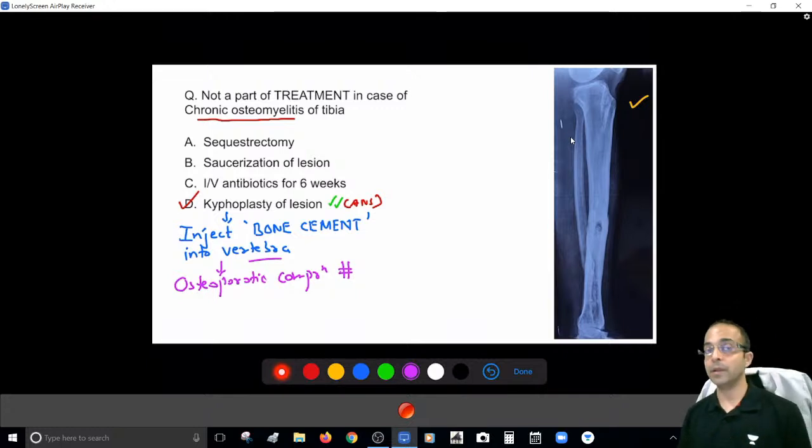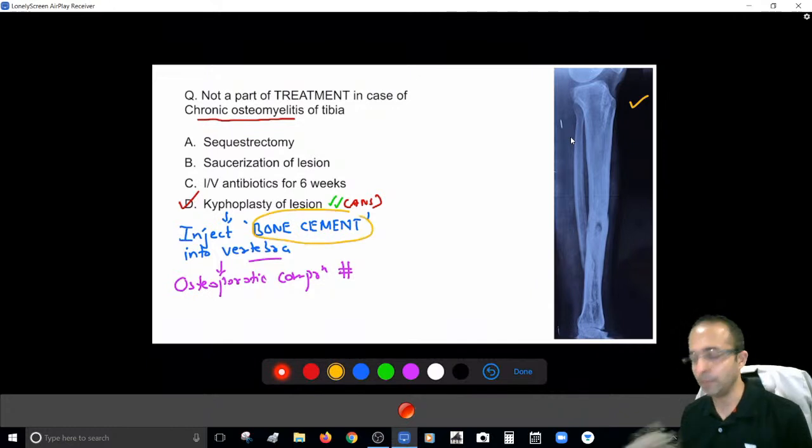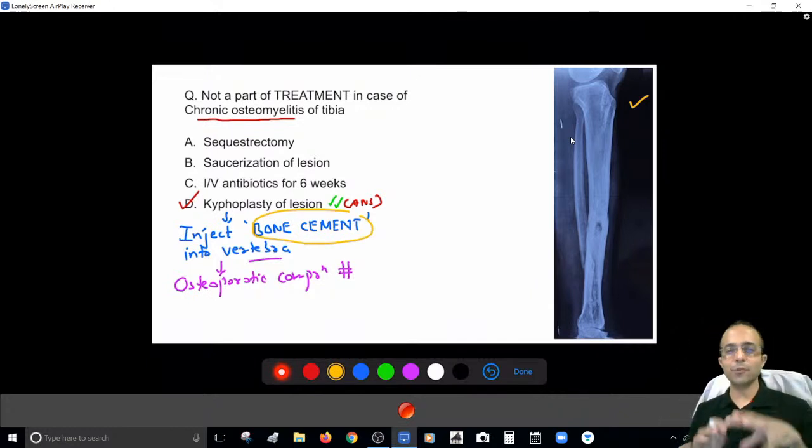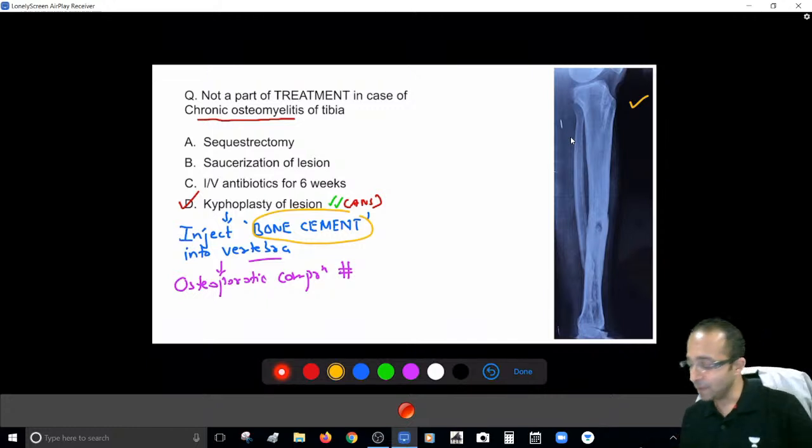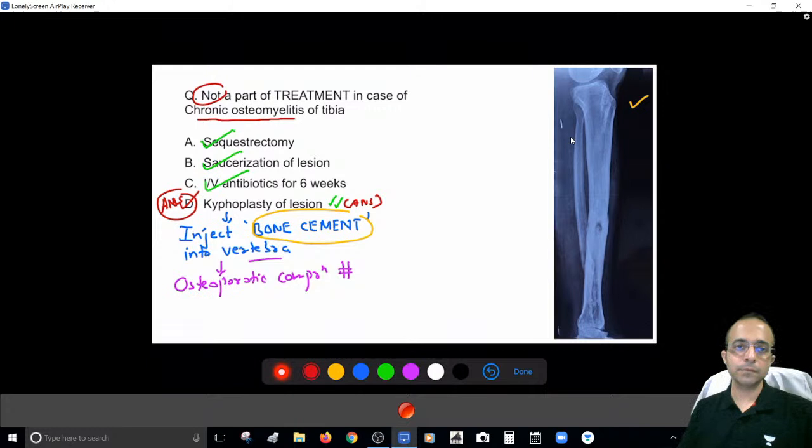Then you will be thinking, how come this is an option here? Because of this word bone cement, maybe. Because there's some role of bone cement in treatment of chronic osteomyelitis. So you've understood at least one thing, that this will be a part of treatment when you're talking chronic osteomyelitis, because the answer here is kyphoplasty, which is not a part of treatment.